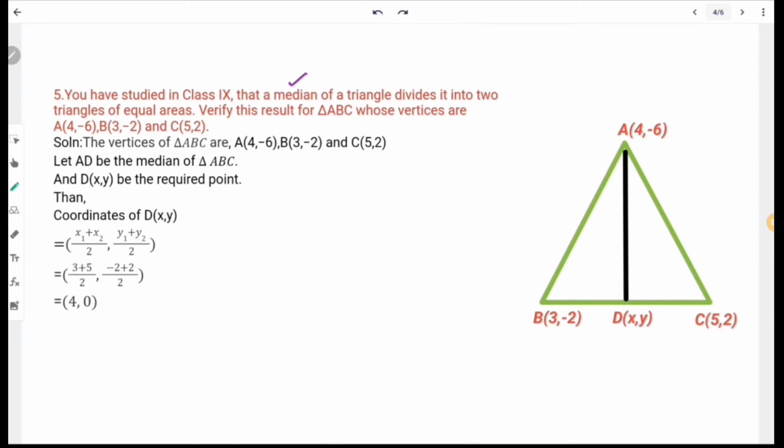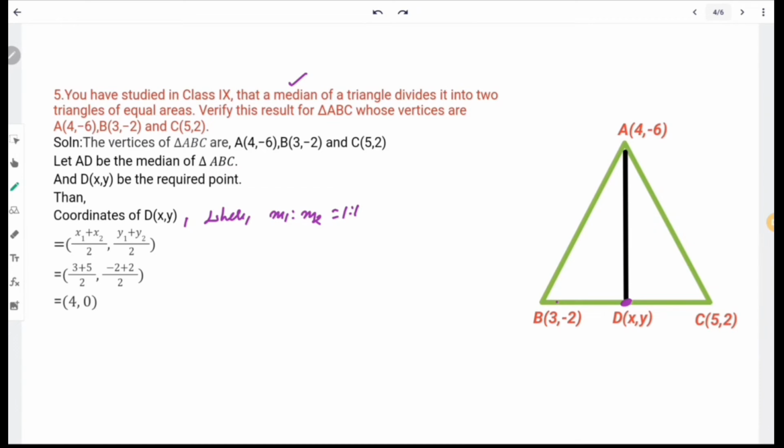All right, so the vertices are given, and D is (x, y). Now let's find the coordinates of this D. Here m1 is to m2 equals 1:1, because remember D is the midpoint of BC, right? So the ratio will be 1:1. M1 is to m2 will be 1:1.